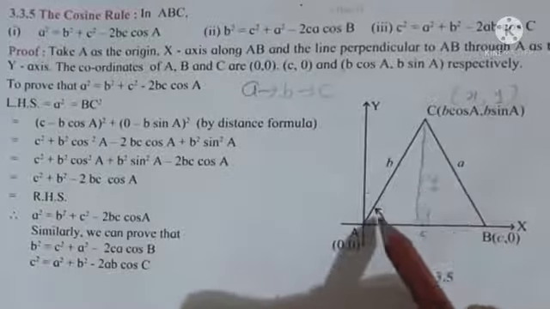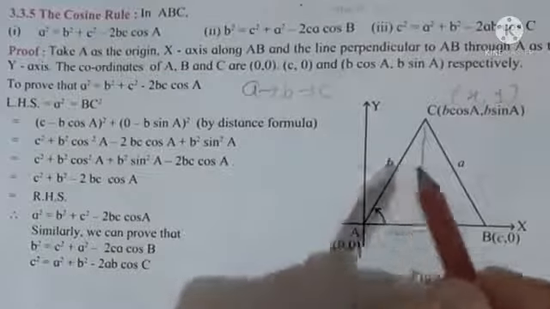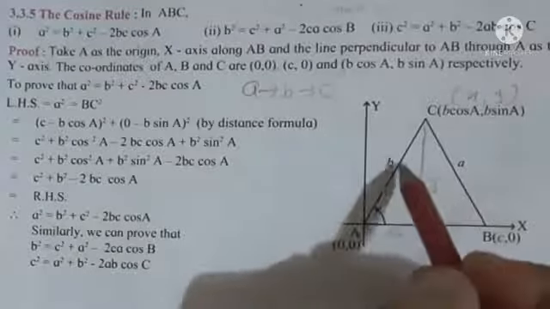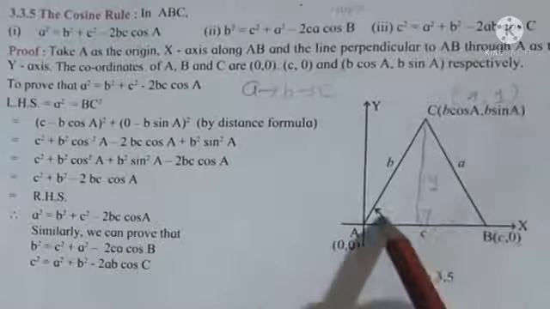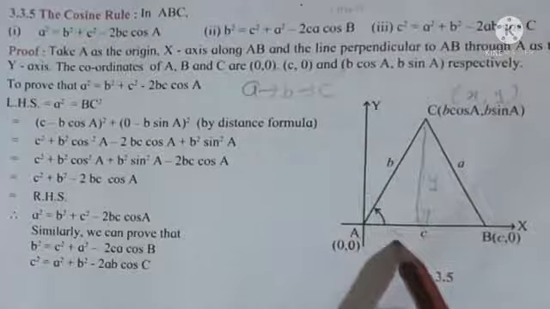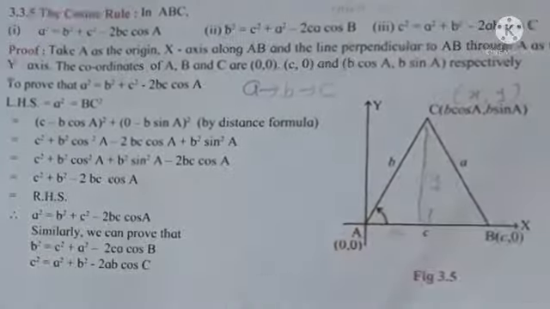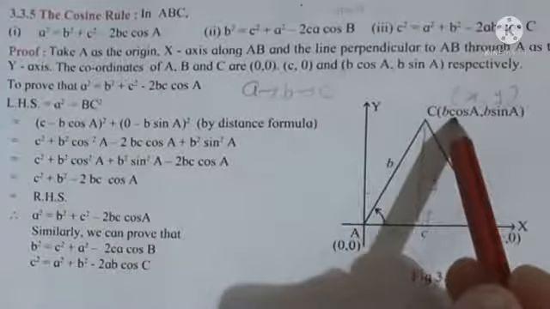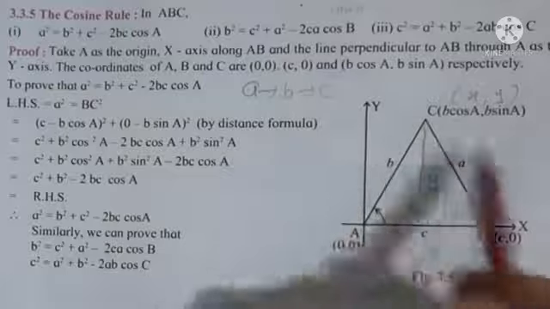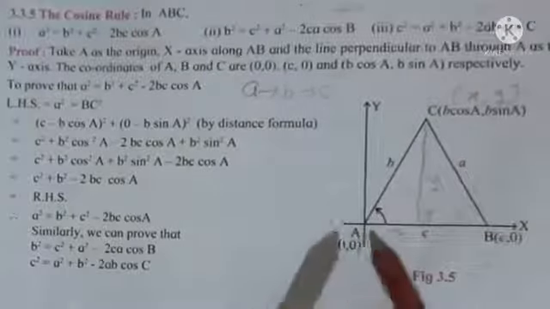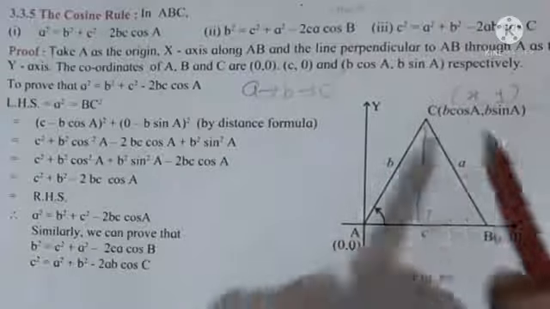So how to find y? Sin A is equal to opposite upon hypotenuse, means y upon b. Therefore we get y is equal to b sin A. And similarly, what is cos A? x upon b. Therefore we get x is equal to b cos A. Okay, how do we get the coordinates of point C? Understand? So first you draw the figure, then form the triangle, and write the coordinates of point A, B, and C.